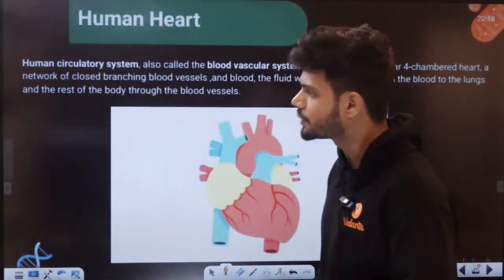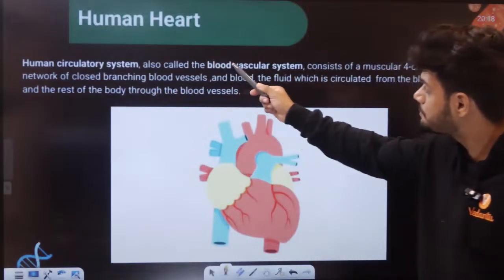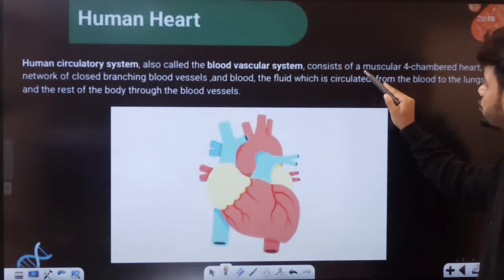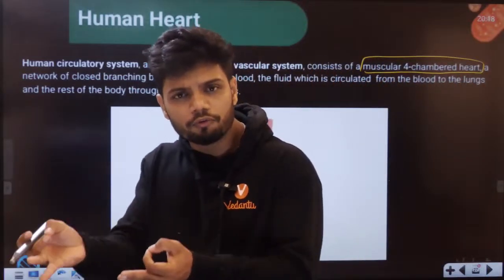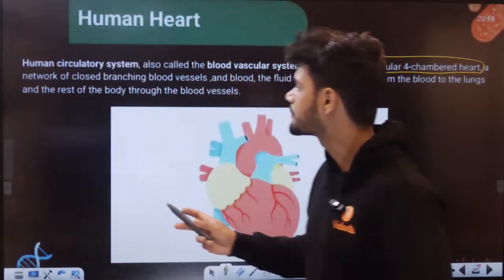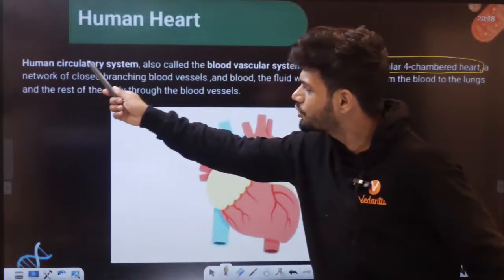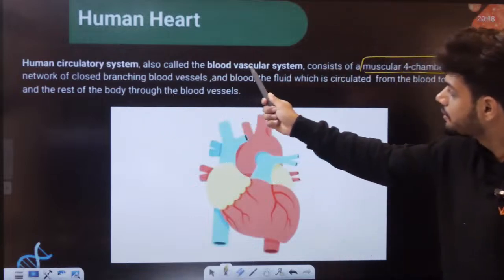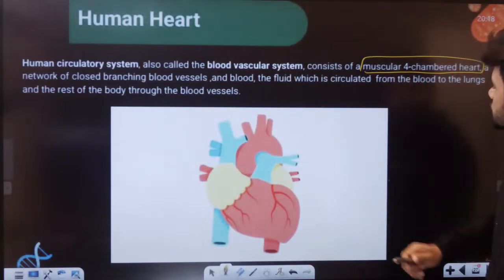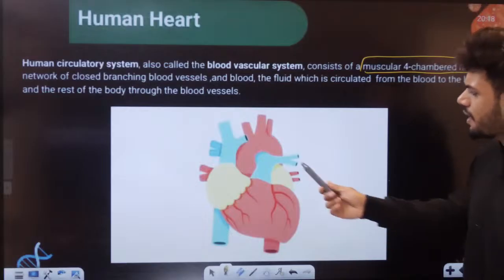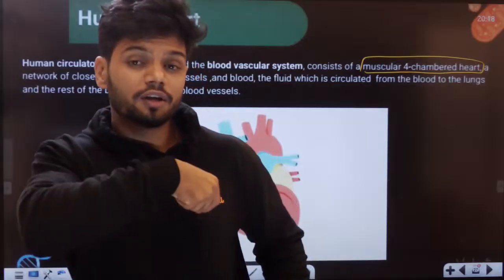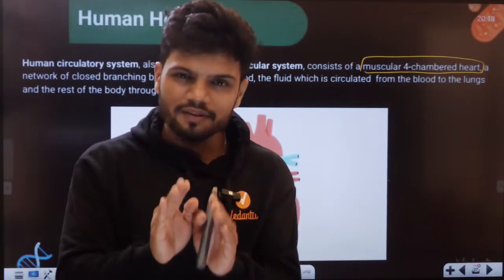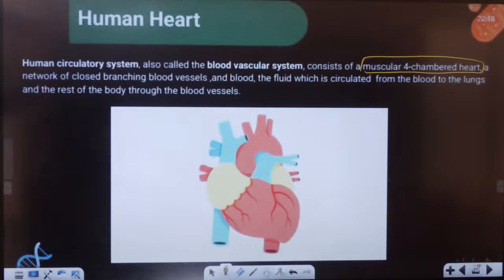Now students, the human circulatory system, also called the blood vascular system, consists of a muscular four chamber heart. So what do we have, students? We have a muscular four chamber heart. Now, a network of closed branching blood vessels, through which the blood, the fluid, circulates through the lungs and the rest of the body. So, apart from the heart, there are a lot of blood vessels coming into the heart and going out of the heart. So we will learn everything one by one. So students, let me show you the four chambers. Can all of you see, students?